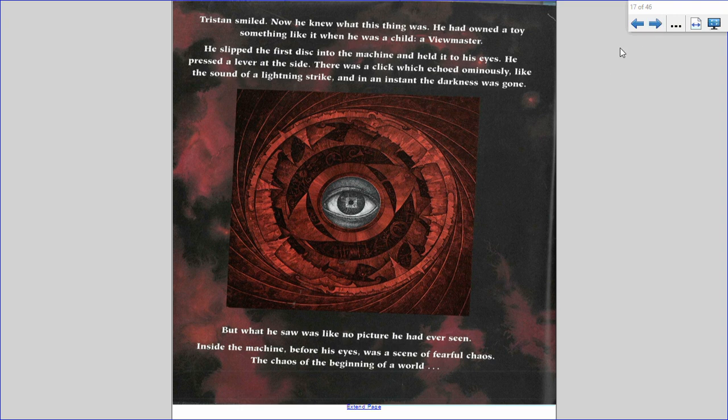Tristan smiled. Now he knew what this thing was. He had owned a toy something like it when he was a child, a Viewmaster. He slipped the first disc into the machine and held it to his eyes. He pressed a lever at the side. There was a click which echoed ominously, like the sound of a lightning strike. And in an instant the darkness was gone.